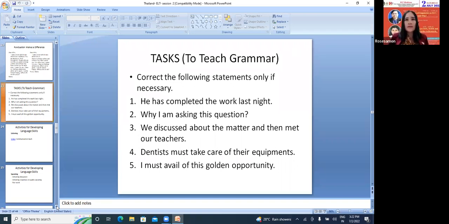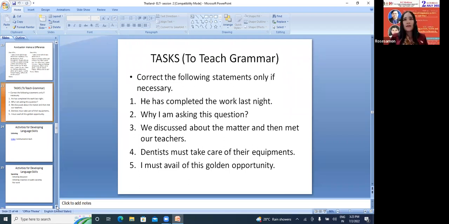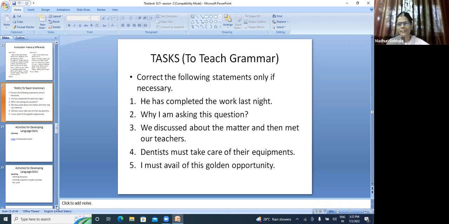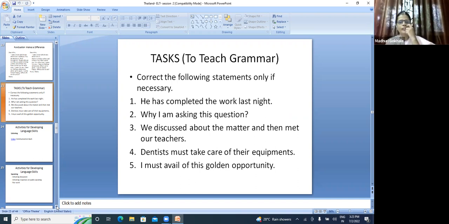I think the dentist, for the verb take care of should be the person, not take care of, not their equipment. Take care of, maybe the user take care of and take care of. Yeah, that is okay. Take care of is okay. Anyone? Others? Do you see any problem with that sentence?